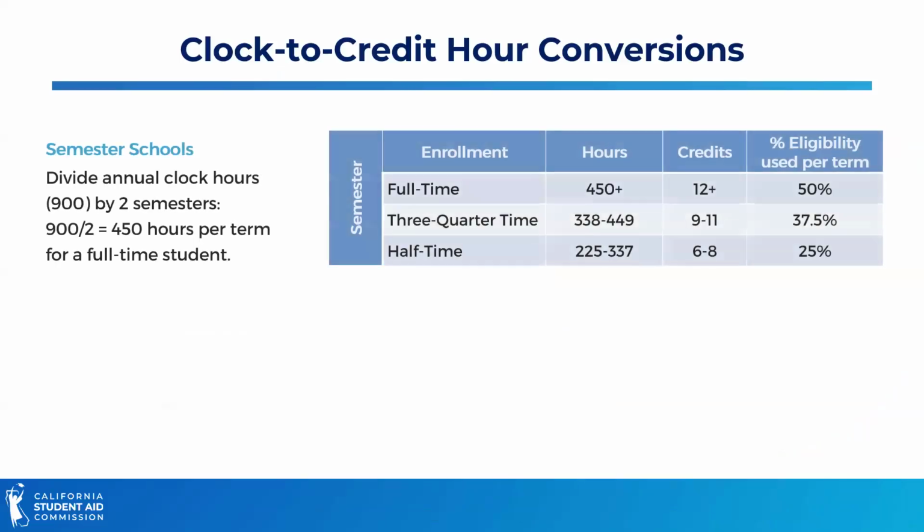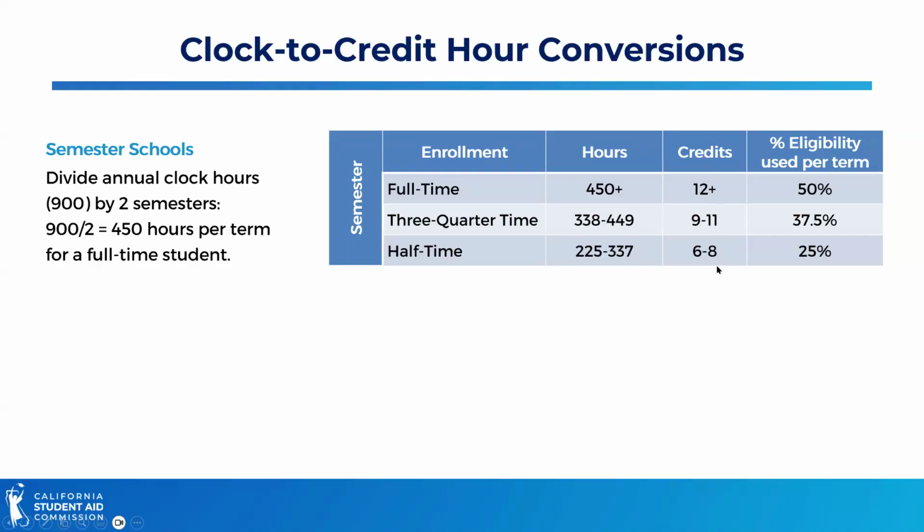So here are some suggested guidelines for converting clock hours to credit hours for the purposes of Cal Grant determination. Cal Grant is based on enrollment status: full-time, three-quarter time, and half-time. If you are a semester clock hour school, you would divide the annual clock hours by 2 semesters. 900 divided by 2 is 450 hours per term if a student is considered full-time. Three-quarter time would be the hours listed here, and half-time as well.